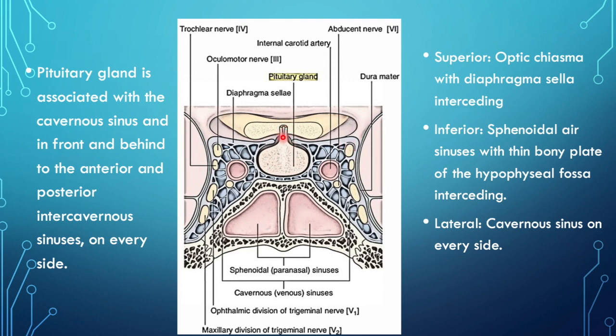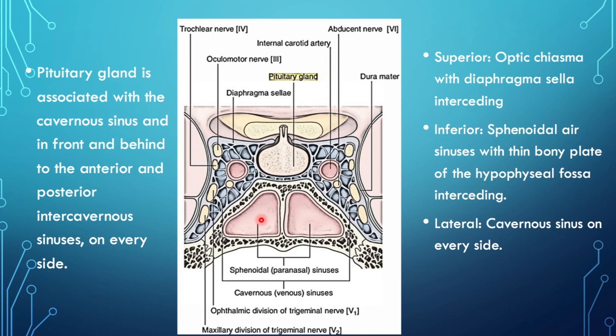This is the pituitary stalk, this is the pituitary gland, these are the optic nerves, this is the chiasm. On either side there are cavernous sinuses. There are intercavernous sinuses that run in between these two sinuses, above which the pituitary gland rests. Below the pituitary gland there is a pair of sphenoidal sinuses.